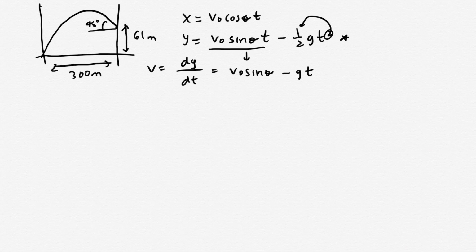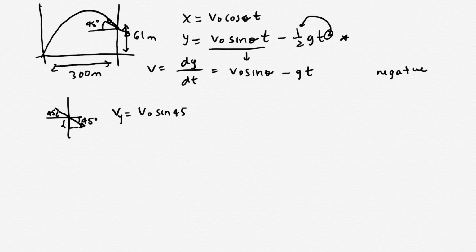But now we have to know how it behaves at this point. Well, we know that at this point, the projectile is going down, so the velocity at that point will be negative. If we draw the vector at that point, we're going to have something like this, 45 degrees here and also 45 degrees here. Therefore, at this point, we can find the velocity in y by finding the component along the vertical axis. Thus, we can write the three equations as follows.